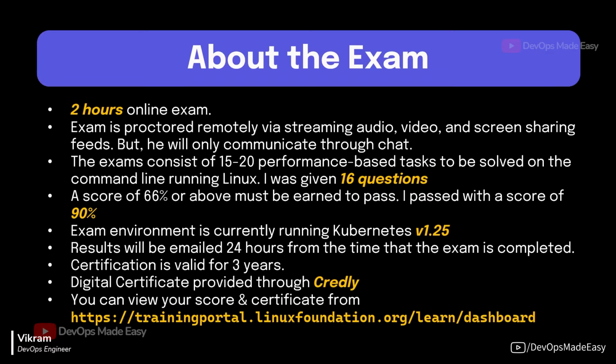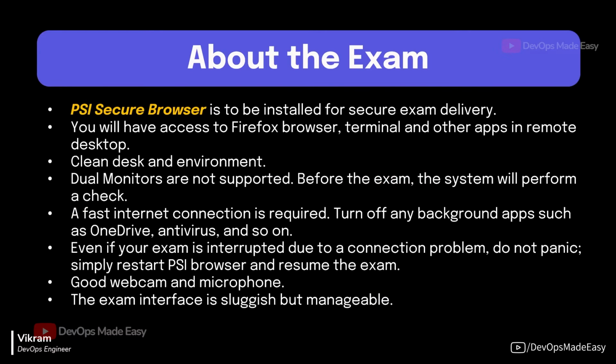If you want to see your score, you can go to the Linux Foundation training portal, and you can view your certificate and exam score. Before the examination, you should also have the PSI secure browser installed, because you cannot use your own Chrome or any other browser directly. So you need to download this browser. But if you have already downloaded it for the CKA exam, you don't have to download it again.